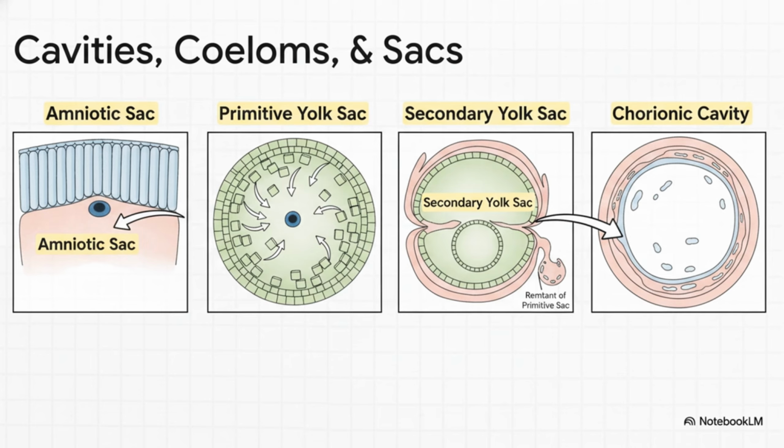The primitive yolk sac is just the old blastocyst cavity, but now it has a new lining made of hypoblast cells. The secondary or definitive yolk sac forms inside that primitive one. And finally, the biggest one of all, the chorionic cavity, also called the extraembryonic coelom, that one forms from all those little spaces merging together within the extraembryonic mesoderm.